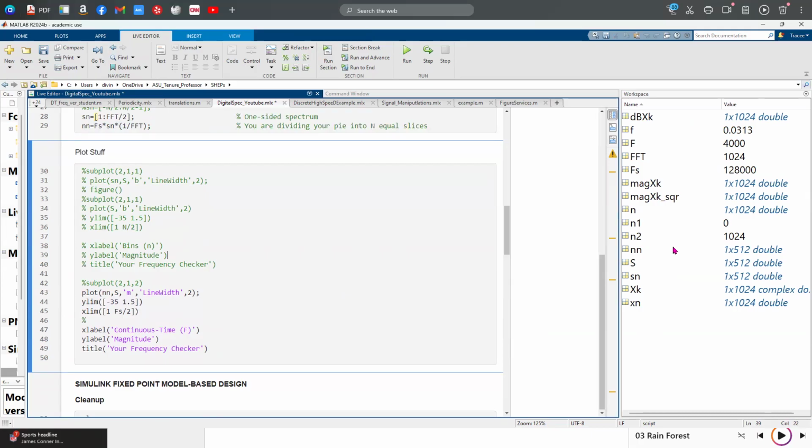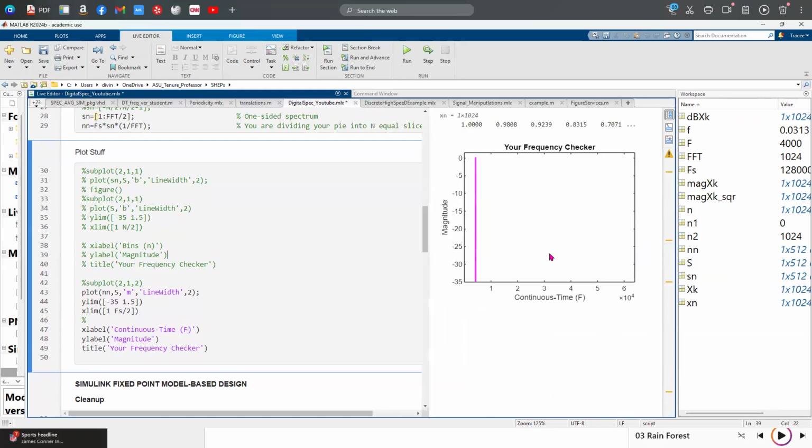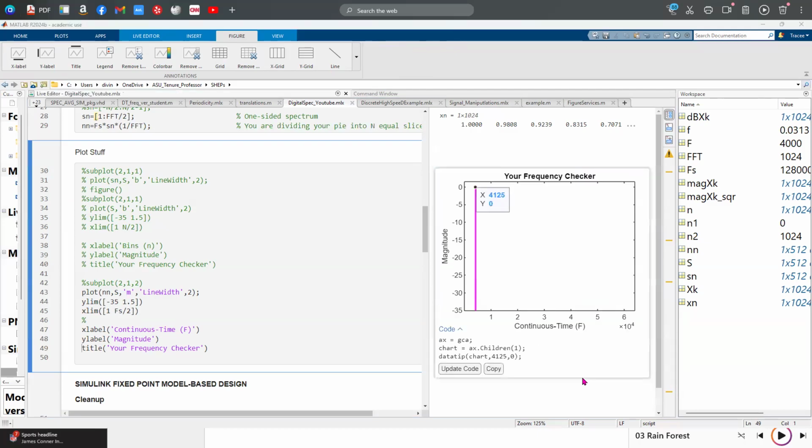Now, the results are in this section, the plotting. And so the plot should show our 4 kilohertz signal, but instead it shows 4.125 kilohertz. This happens because the FFT frequency bins are spaced based on the FFT length and the sampling rate. So the exact frequency may not line up perfectly with the bin, causing a slight shift in the displayed frequency.